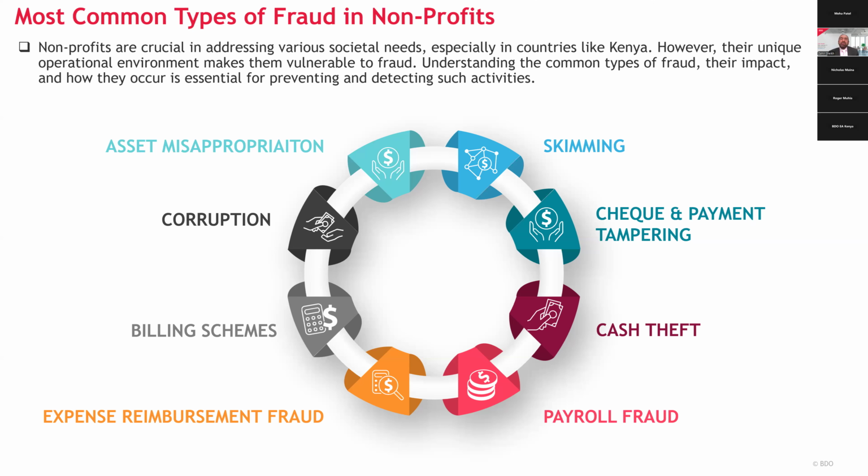Employees with access to financial documents and payment systems can exploit weaknesses in these processes. So, how does it happen? You find employees will forge signatures on checks or alter payment documents to redirect funds to their accounts. Common methods include forging or altering the checks, creating fake invoices and payment requests, and manipulating electronic payment systems.